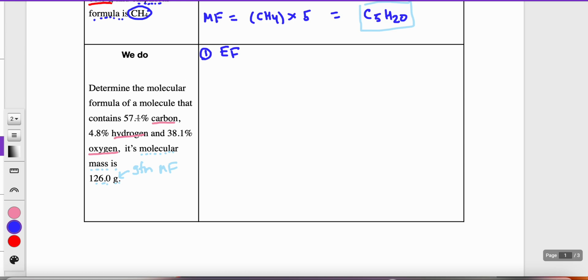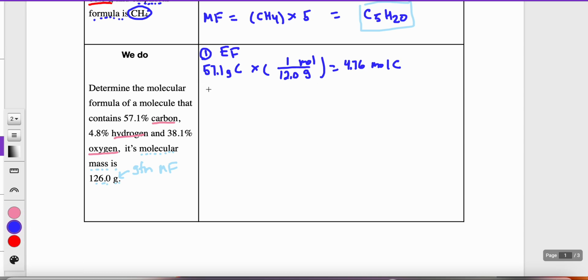So we have to change the provided mass values for each element, and we have to change it into moles. So we have to convert those mass values to moles. So I'm just going to get myself set up here. So I have to change 57.1 grams of carbon into moles of carbon. Well, every 1 mole of carbon is 12.0 grams. Therefore, 57.1 grams of carbon represents 4.76 moles of carbon.